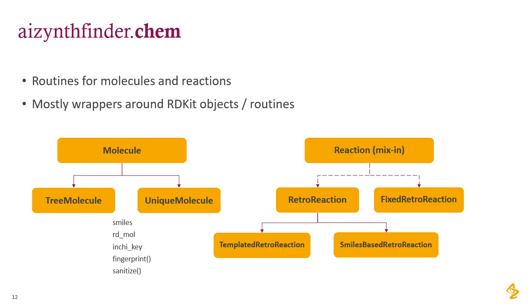Then we have a reaction superclass, which is a mixin class, and it has two child classes mainly for retrosynthesis, one retroreaction and one fixed retroreaction. The difference between these two is that for the retroreaction, the reactants are created by an application of some sort when the reactants are needed. So they are not created upon instantiation, but for a fixed retroreaction, they are basically there from instantiation.